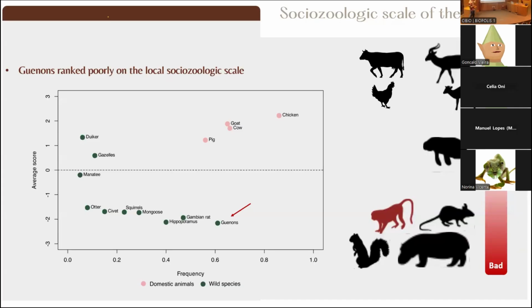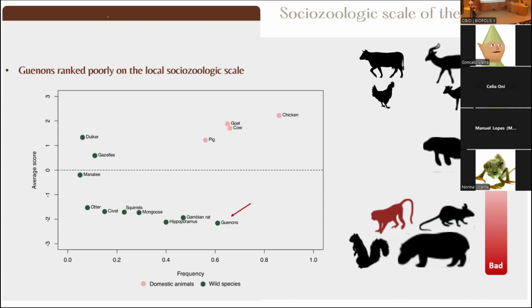Okay, so just to explain the graph, on the y-axis we have the average likability score, so whether a species was considered good or bad. And then on the x-axis we have the frequency. So what's the frequency that people selected those species, right?